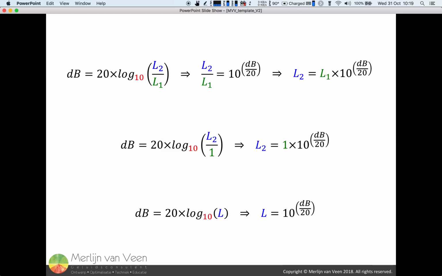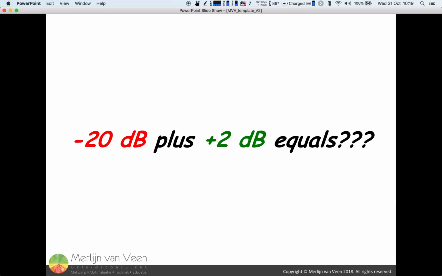This is the rule that we will use to solve this problem in a formal way, which means that we first need to figure out what is the fraction that belongs to minus 20 decibels and what is the fraction that belongs to plus 2 decibels, because we cannot simply add and subtract on a logarithmic scale, unlike a linear scale, a ruler or a tape measure, for example.